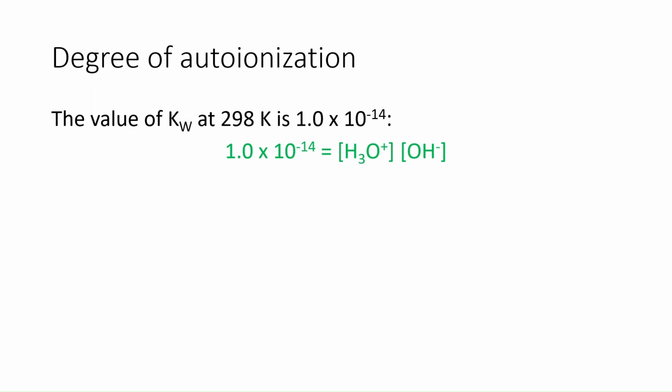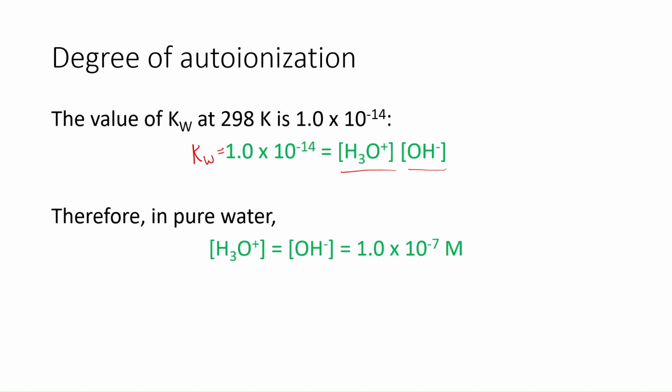So how much is water going to autoionize? How much is water going to start pulling protons off of itself or its neighbor molecules? So in standard conditions at 298 K, the value of Kw is 1 × 10⁻¹⁴. And we already know that Kw is equal to the concentration of hydronium ion times the concentration of hydroxide. And that value is, again, 1 × 10⁻¹⁴.